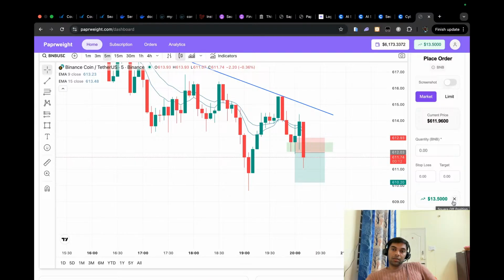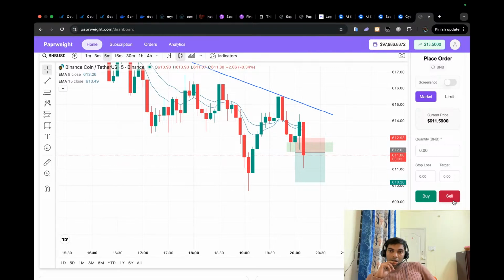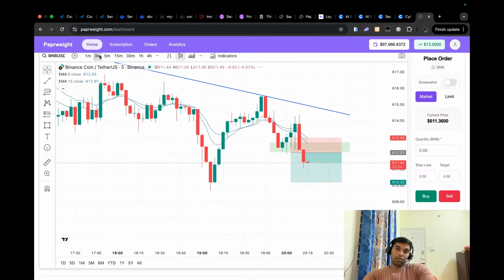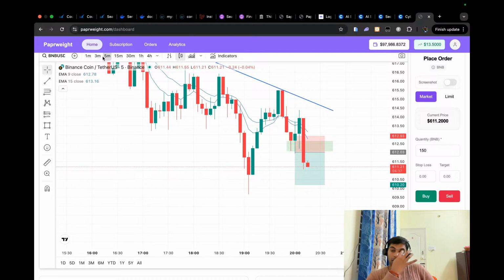This is reversing. I just squared off my position at $13 because it just reversed. I will re-enter at my price. Let's give some time to make a movement in the up direction. I think I missed the great trade.